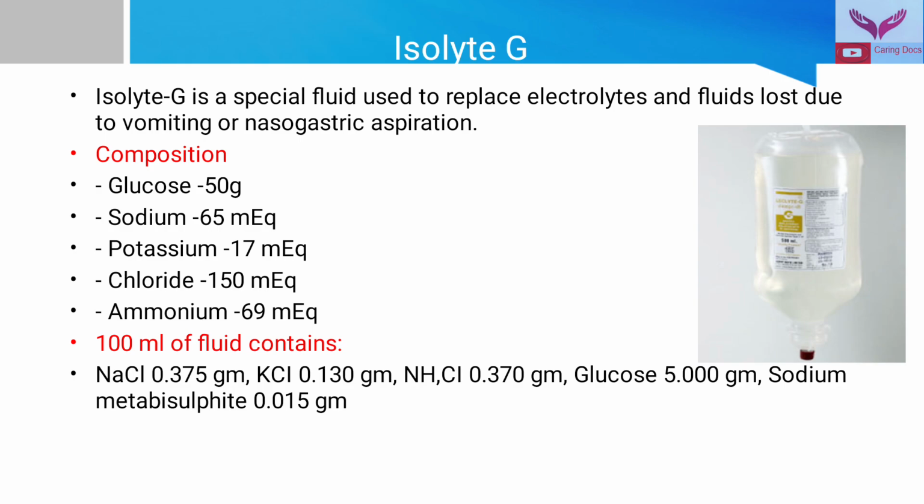Isolyte-G is a special fluid which is used to replenish the electrolytes and the fluids which are lost due to vomiting or nasogastric aspiration. 1 liter of the Isolyte-G contains 50 gram of glucose, 65 milliequivalent of sodium, 17 milliequivalent of potassium, 150 milliequivalent chloride, and 69 milliequivalent of ammonium. So 100 ml of fluid contains 0.375 grams of sodium chloride, 0.130 grams of potassium chloride, 0.370 grams of ammonium chloride, about 5 grams of glucose, and 0.015 gram of sodium metabisulfite.